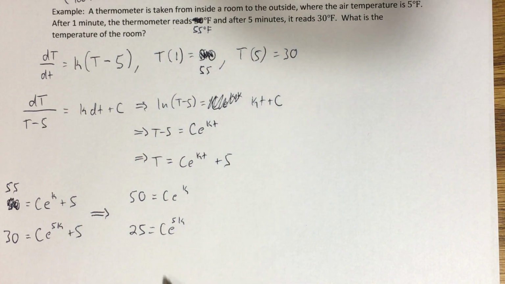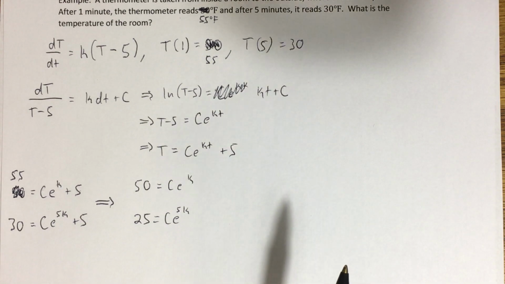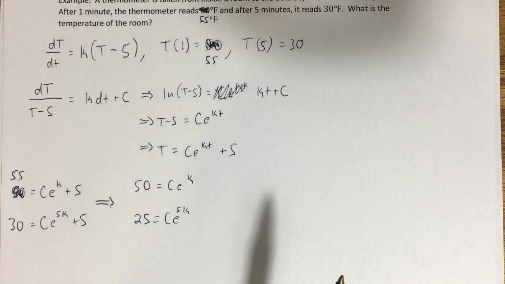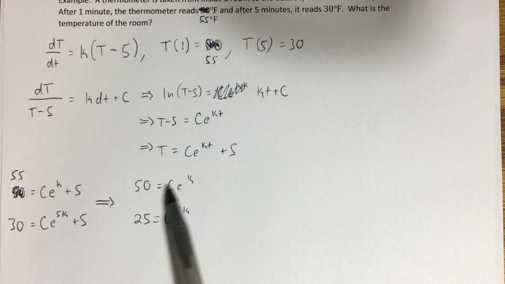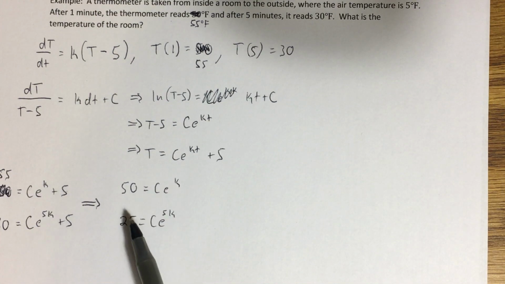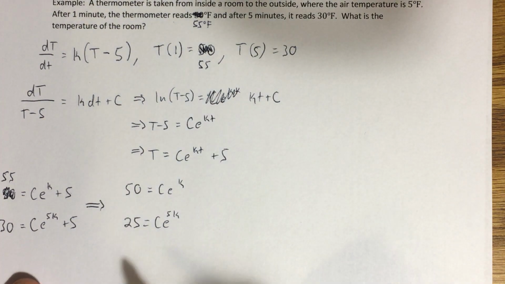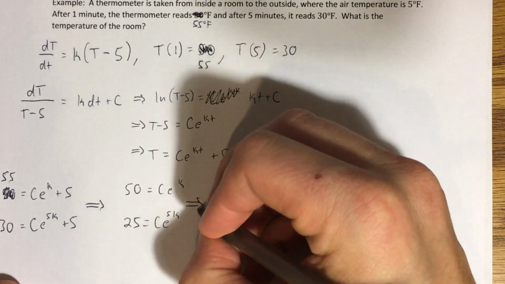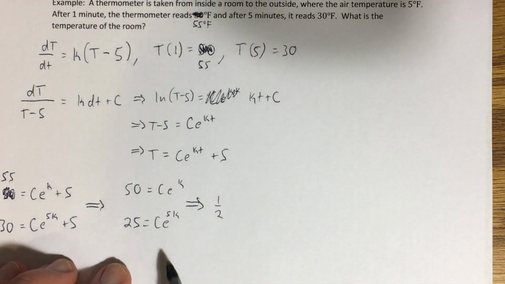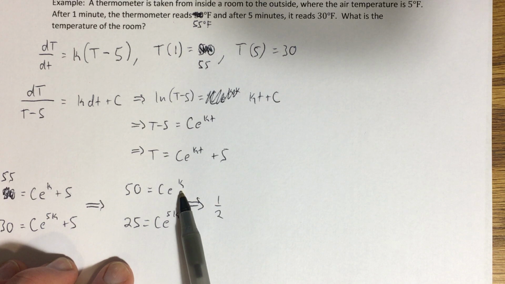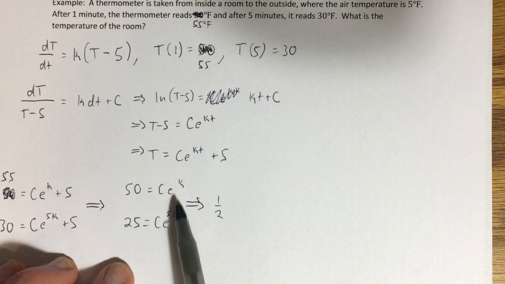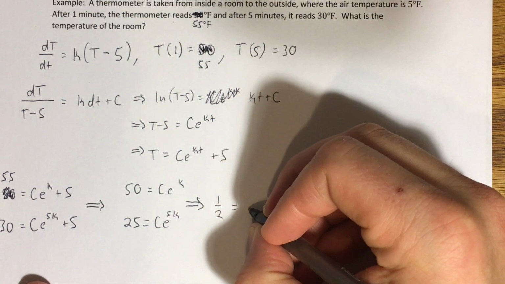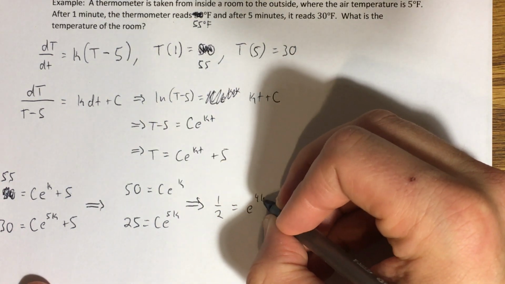These are not linear equations, so I don't approach these the way that I would solve a system of linear equations. What I'm going to do in this case is take my second equation and divide it by my first. Because if I do that, on the left-hand side, I get 25 divided by 50, which is 1/2. And notice that if I do this side divided by this side, the c's will cancel each other out. And I get e to the 5k divided by e to the k, which is e to the 4k.